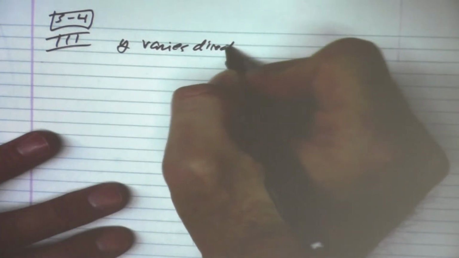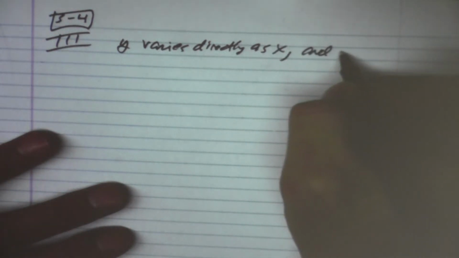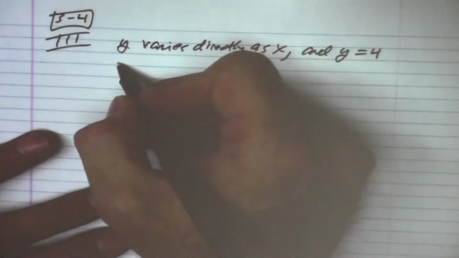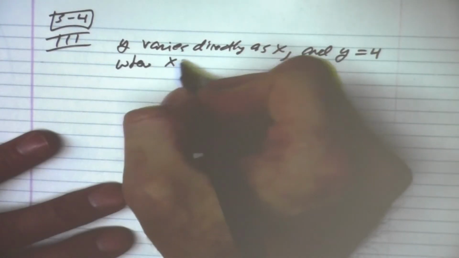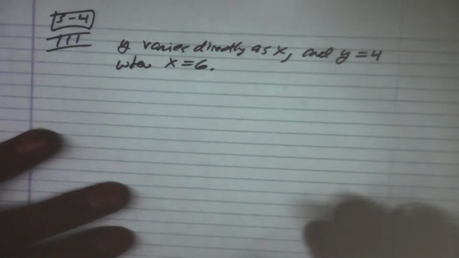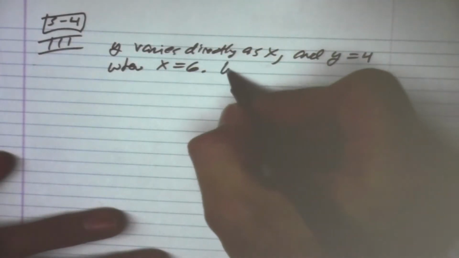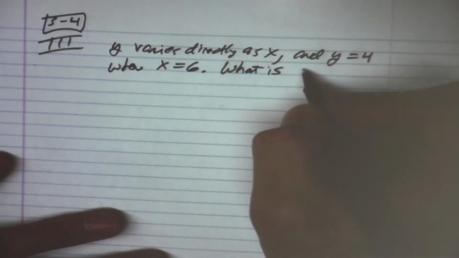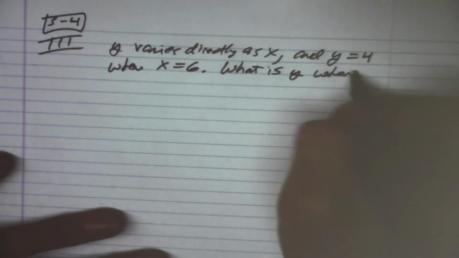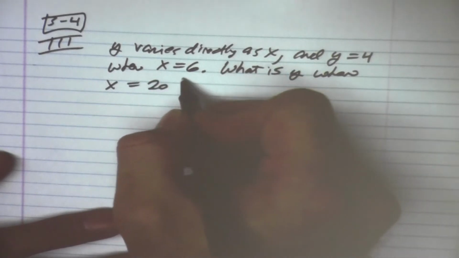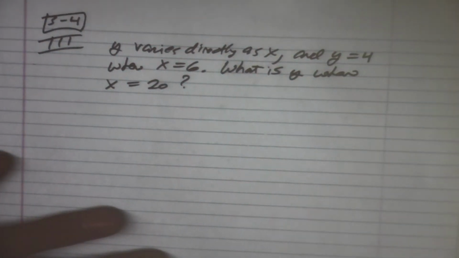Let's set this up for that on direct variation. Now I'm going to tell you y varies directly as x, and y equals 4 when x equals 6. Oh, good, I could make an equation with that. Now I know how. But here's what I'm going to ask you. What is y when x equals 20? Oh, I want to know that.